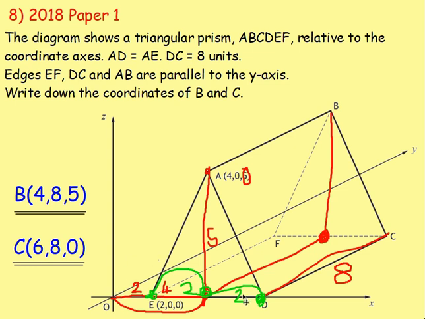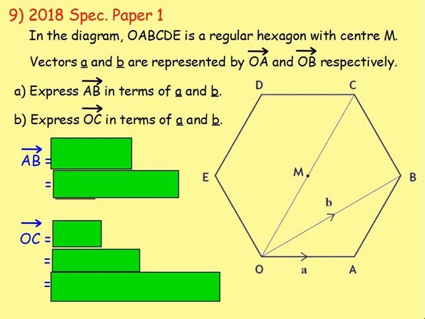So we'd have along 6, back 8, and up or down 0. Final exam style question from the specimen paper 1 in 2018. Again, paper 1 is non-calculator, not that you would need it here anyway. In the diagram, O, A, B, C, D, E is a regular hexagon with centre M.